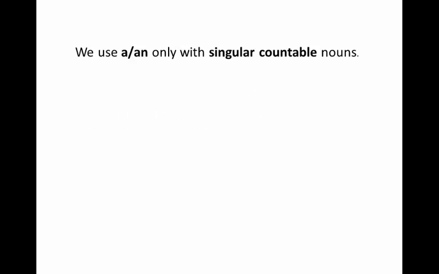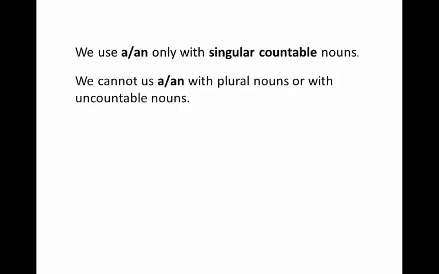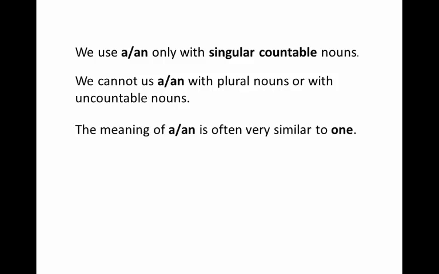So, firstly, we use a or an only with singular countable nouns. You should look at the previous video on countable and uncountable nouns if you have any questions on what they are. We cannot use an with plural nouns or with uncountable nouns. The meaning of an is often very similar to one, basically, so we use it with singular countable nouns. I have an apple, I have one apple, more or less the same thing.